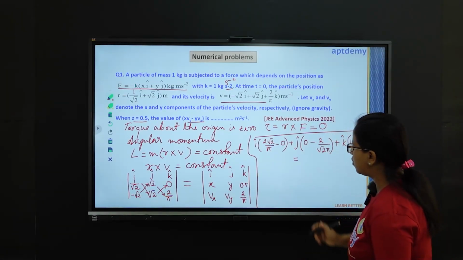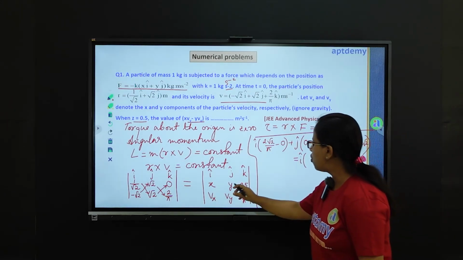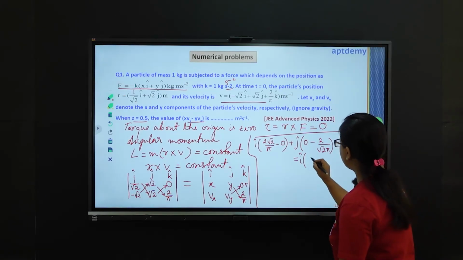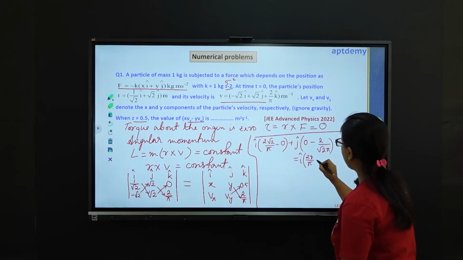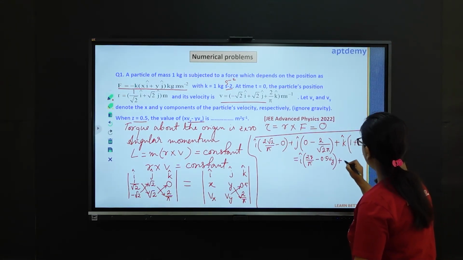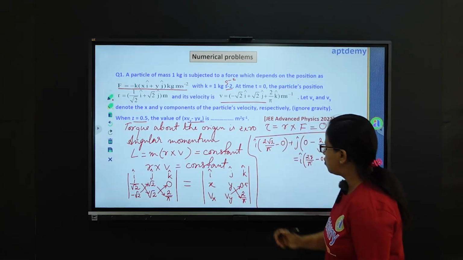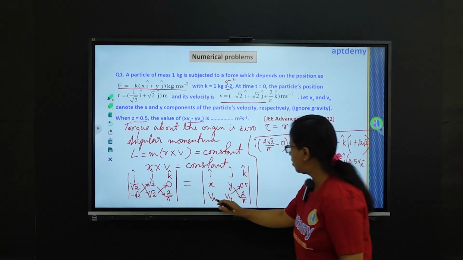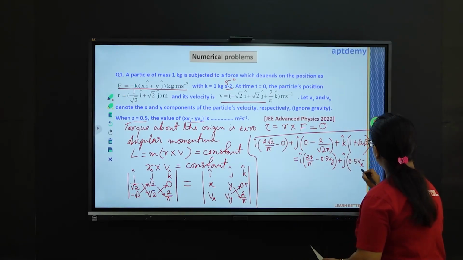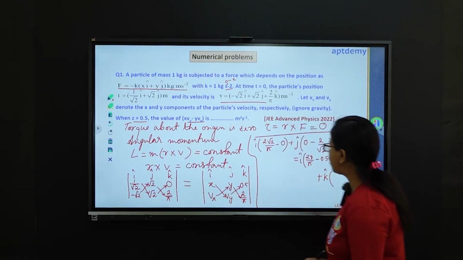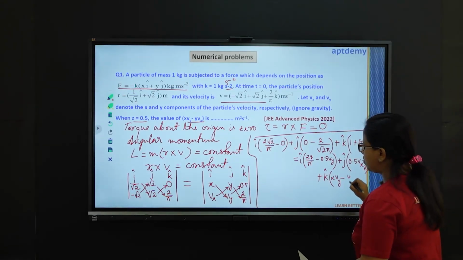Now, looking at the right hand side, we have i cap times y times 2 by pi minus Vy times 0.5. So it's 2y by pi minus 0.5 times Vy. Then for j cap, we ended up here. So 0.5 times Vx minus 2 by pi times x. And for k cap, we ended up at x. So it is simply this, x Vy minus y Vx.